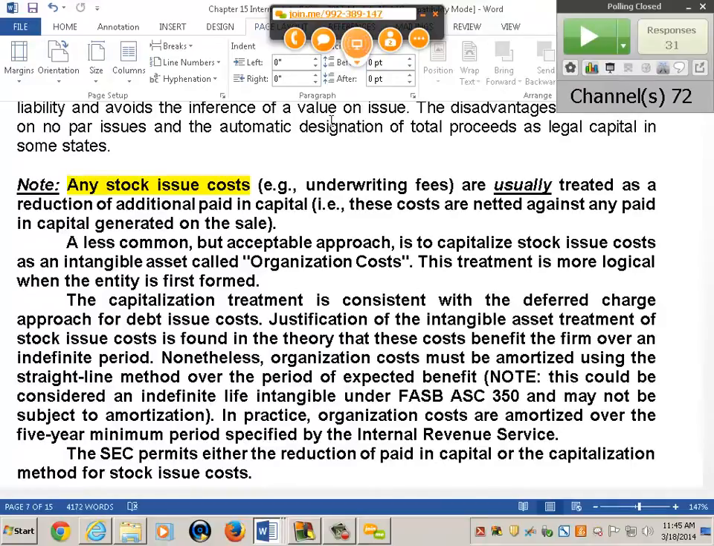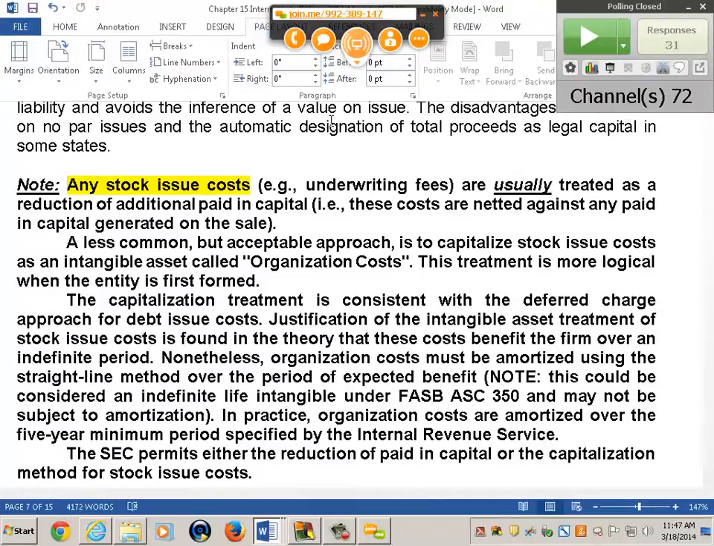Now, stock issue costs, same idea, except that the treatment I think makes more sense. Stock issue costs are typically reduced additional paid-in capital on the sale of the stock, and that's the most common approach. Another approach you can use is similar to bond issue costs because you create an asset. And usually this case is when you first start up a company, when you first create a company and you issue equity capital. The cost of that equity capital is considered an intangible.